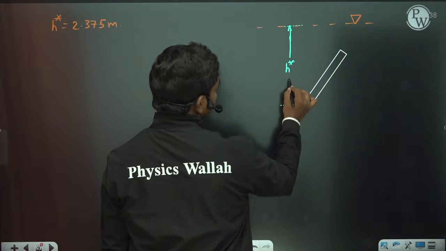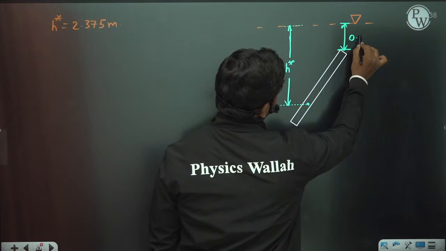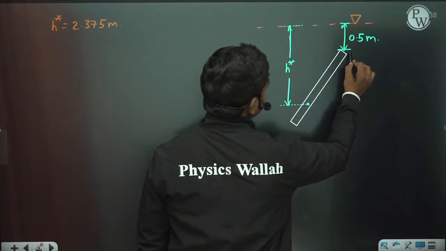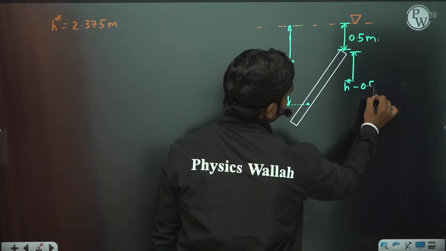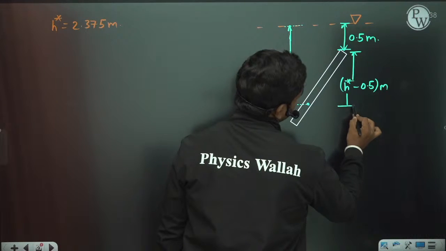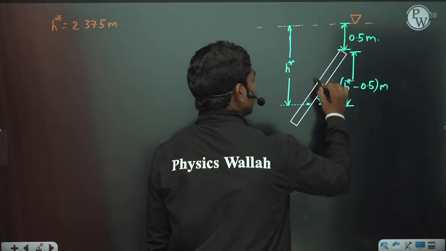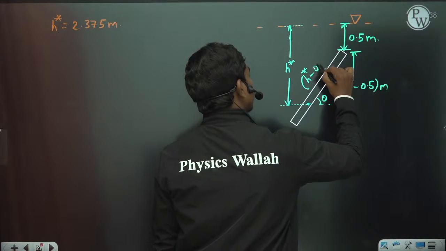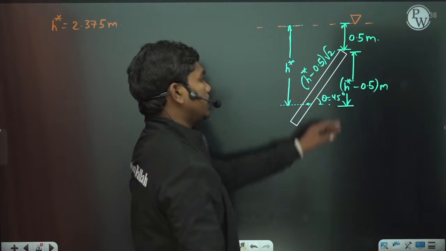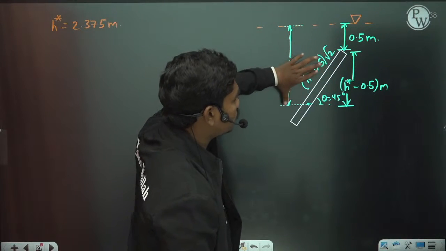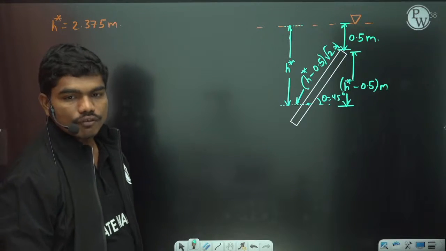If this is h star and this is 0.5 meters, then can I say this distance is nothing but h star minus 0.5 meters? I can say this. So you know this angle is theta, so this value is h star minus 0.5 times square root of 2, because this is 45 degrees. This dimension, from this location to this point, is h star minus 0.5 times square root of 2.